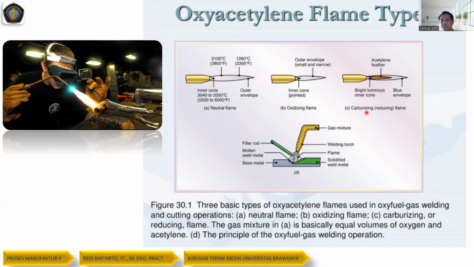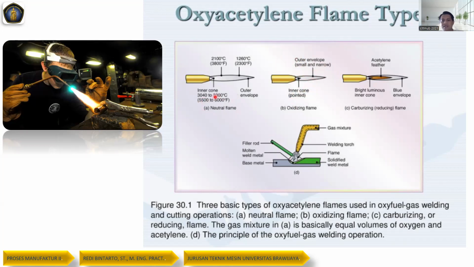This one on the right side is the carburizing flame. For B, the oxidizing flame, there is more oxygen here. So we can see the shape of the flame is like this: the outer envelope is small and narrow.